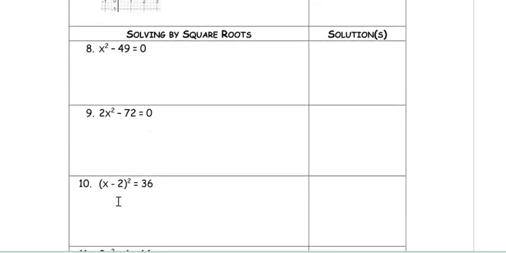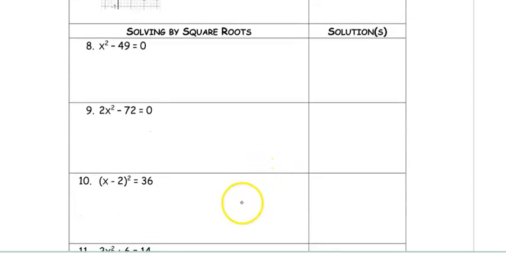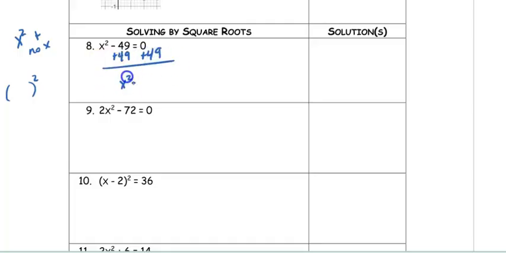Okay, now let's talk about solving by square roots. So if we want to solve by square roots, we need to have either x squared and no x or parentheses squared. So first we're going to get x squared by itself, so we add the 49. So I get x squared equals 49. And then I square root both sides. And when you square root both sides, that's when you get a plus and a minus. The square root of 49 is 7 and negative 7.